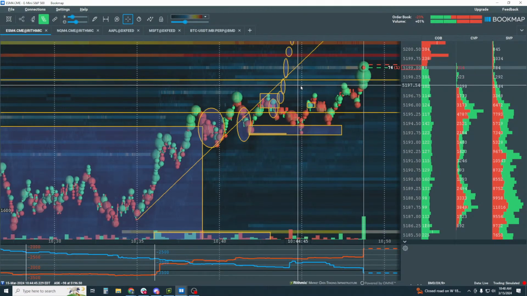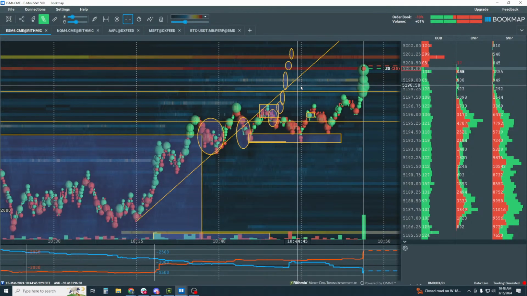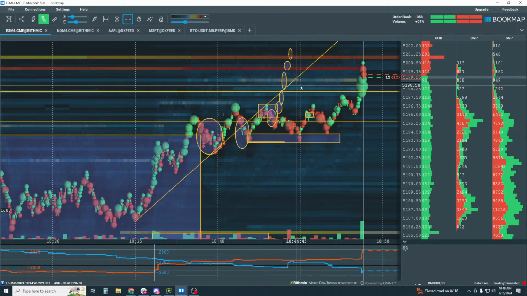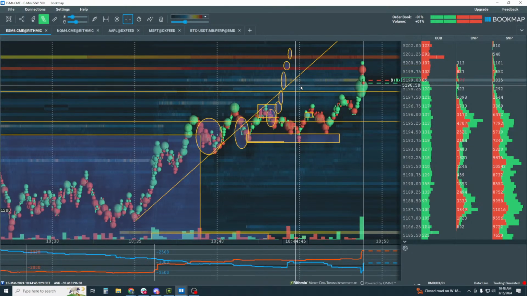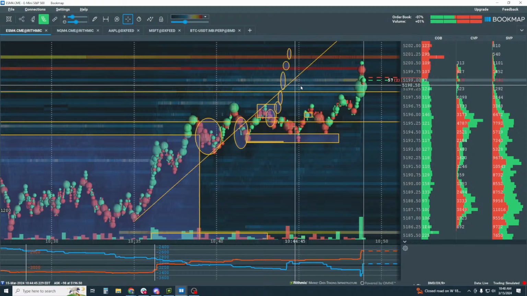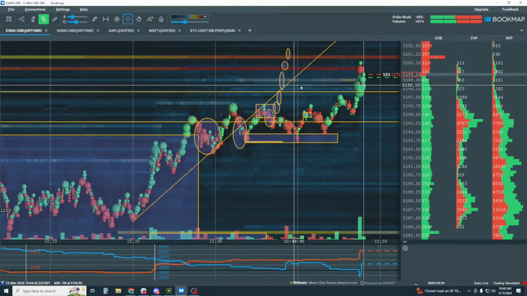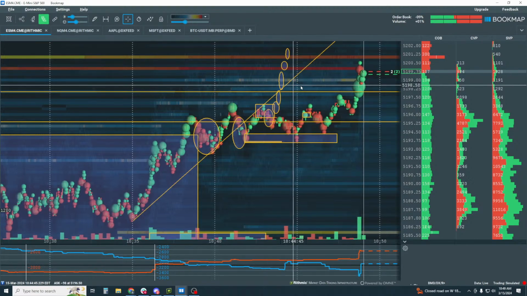Right? And there's the move that we were looking for, up into 200. All right, so now did we miss it or did we get in some of it? You need to determine how you want to manage this.